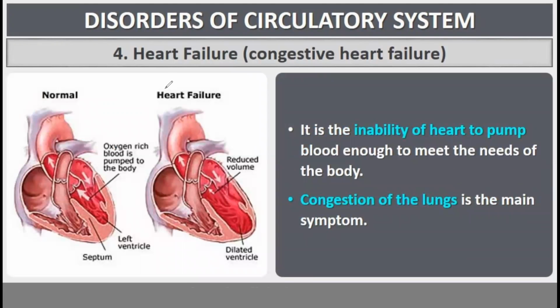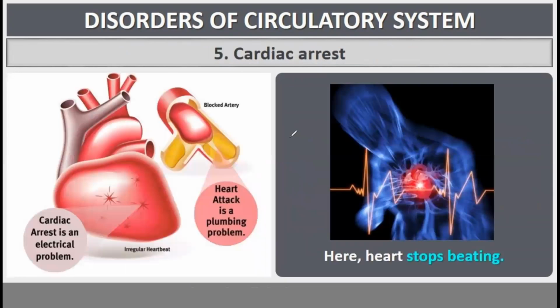The fourth type is heart failure. It is the inability of a heart to pump blood enough to meet the needs of the body. So heart failure and angina are both different. Angina is pain in the chest or the heart due to lack of oxygen concentration, and the second one is heart failure, which is the inability of a heart to pump blood.